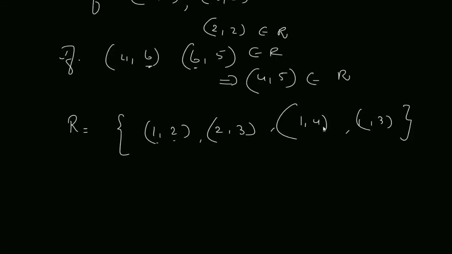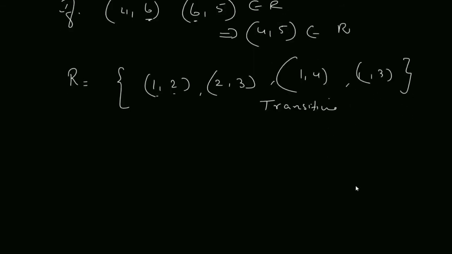Now take the next one, (1, 4). Do you have any ordered pair starting with 4? No. So just leave it. (1, 3). Do you have an ordered pair starting with 3? No. So leave it. So (1, 2) and (2, 3) exist. This condition exists, and (1, 3) also exists. So it is transitive.